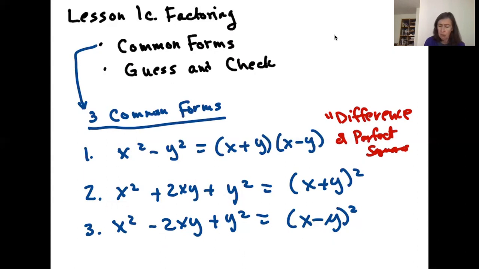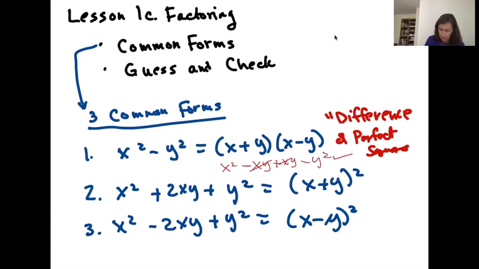We might want to check that these actually work. The way to check any kind of factoring is just to multiply out. If you say these are factors, they better multiply out to the thing that you factored. Looking at the difference of perfect squares and multiplying that out, x times x gets x squared, x times negative y is minus xy, y times x is plus xy, and y times negative y is minus y squared. These two terms cancel out. It does check.